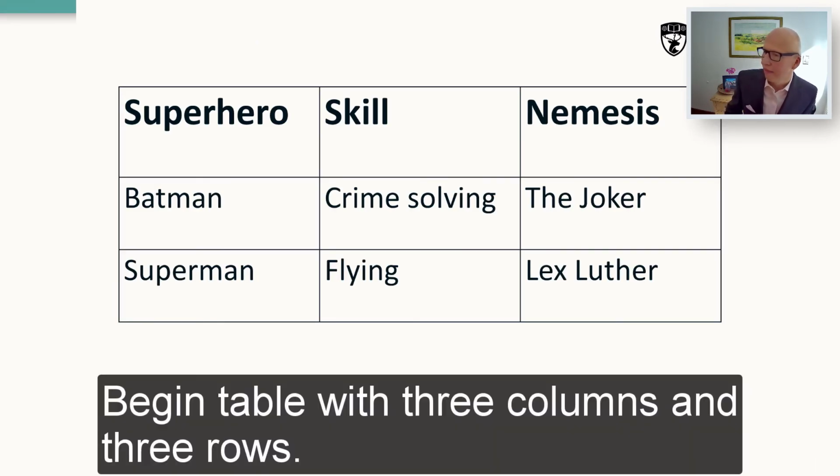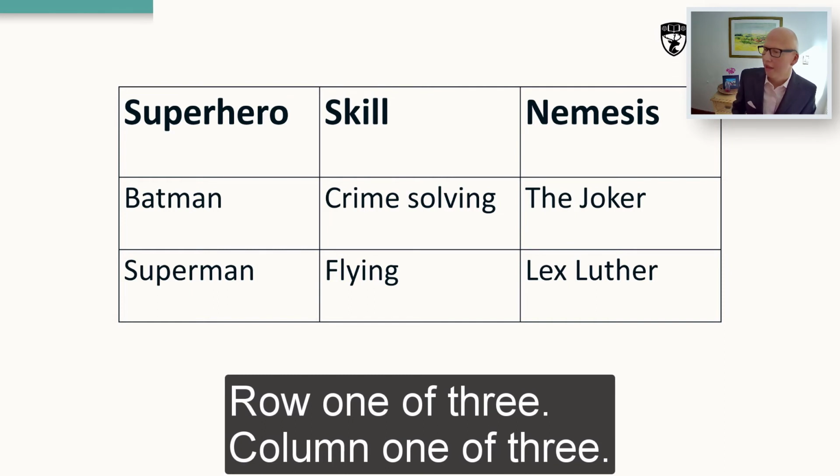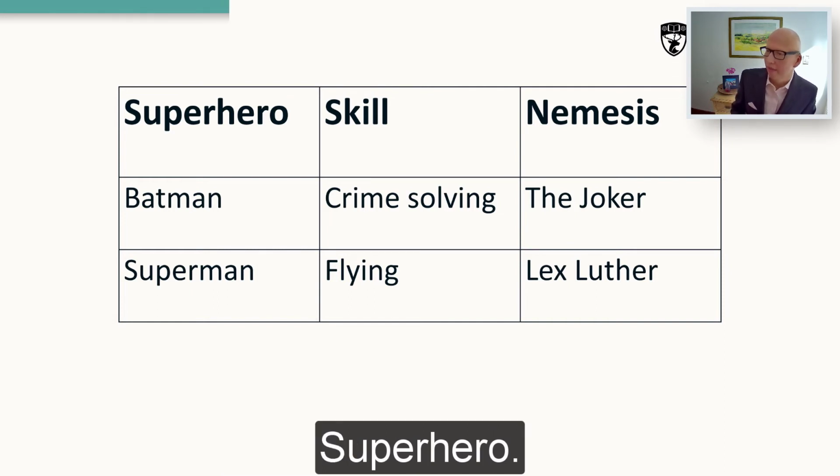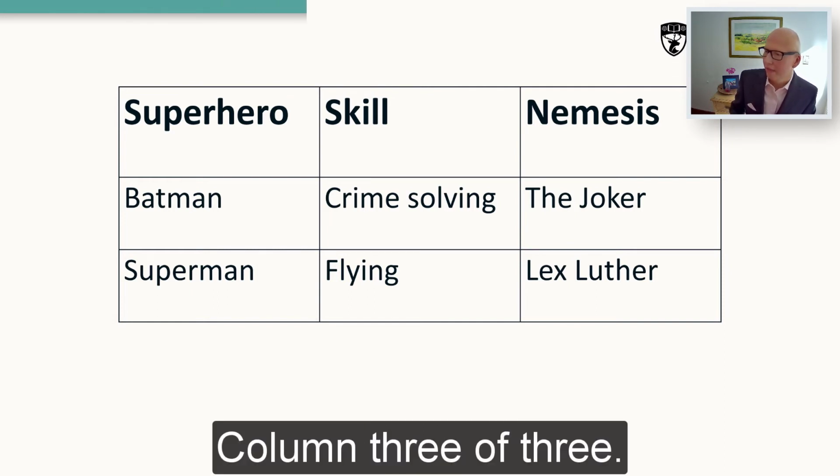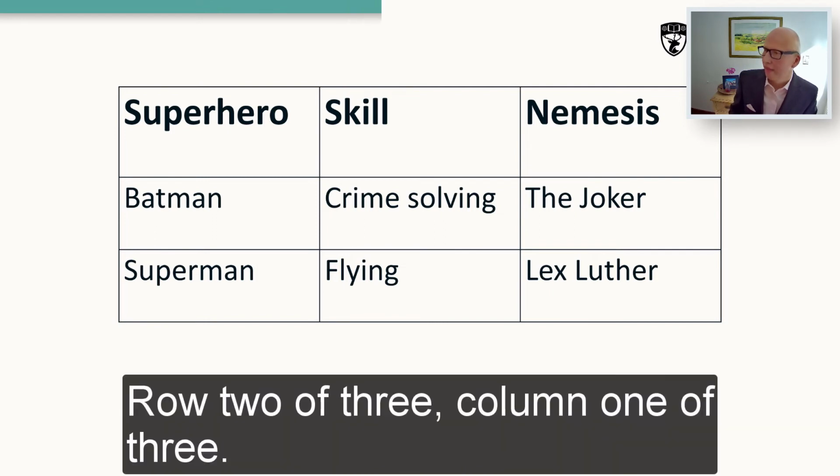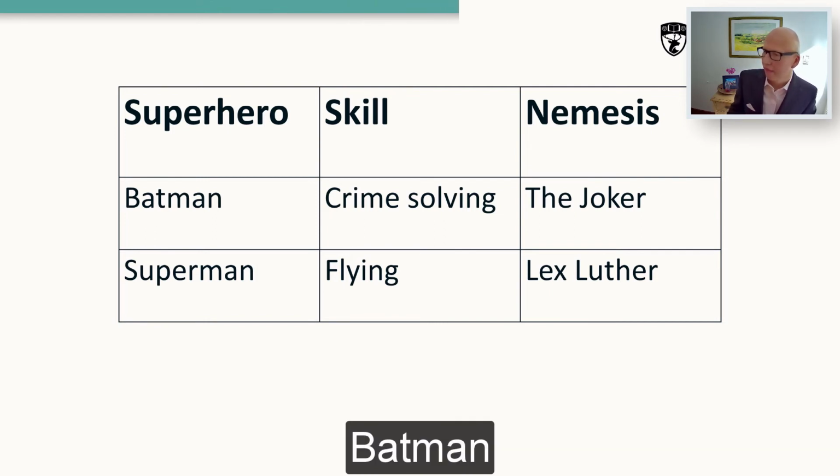Begin table with 3 columns and 3 rows. Row 1 of 3, column 1 of 3, superhero, column 2 of 3, skill, column 3 of 3, nemesis, row 2 of 3, column 1 of 3, Batman.